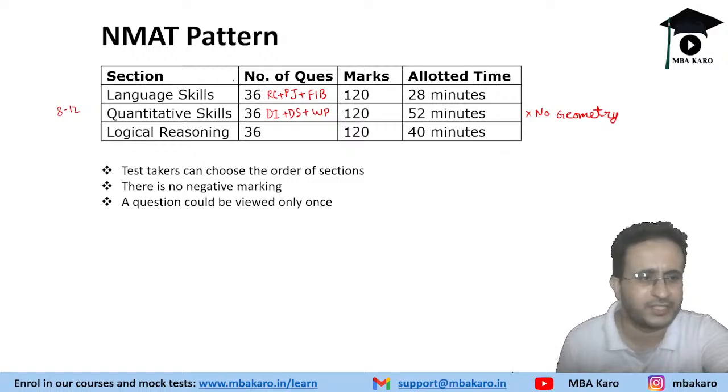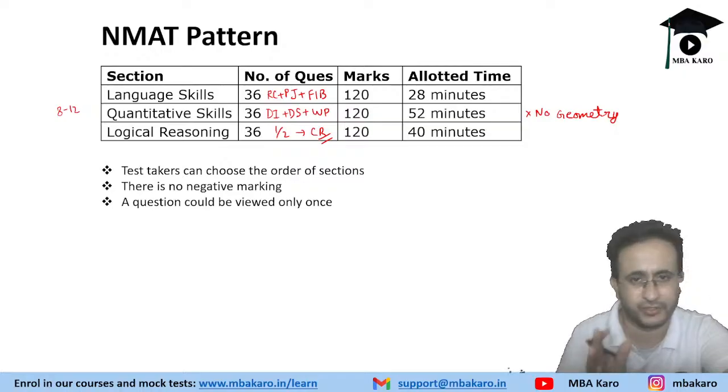If we talk about the logical reasoning section, it has 36 questions, and almost half of it is critical reasoning and the rest analytical reasoning. Critical reasoning is very important. If you are weak at critical reasoning or have not prepared it, then you will struggle in this section, so you need to prepare it thoroughly. It is a 40 minute section.